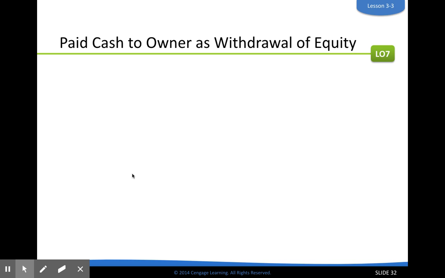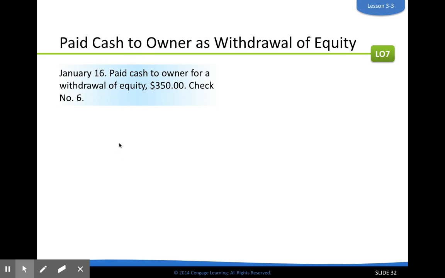Our last transaction for 3-3, we paid cash to the owner as a withdrawal of equity. So remember, in your note guide, it says, remember, a withdrawal is when the owner basically writes a paycheck to him or herself to use the money for personal use. Why else would you run a business if you didn't want to use that money outside of the business? So a withdrawal, it decreases owner's equity. So it decreases the value of the business, but that's not a bad thing. That must mean that you're making money and you can take money out to use for personal use.